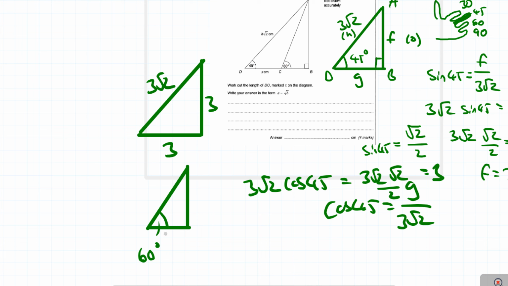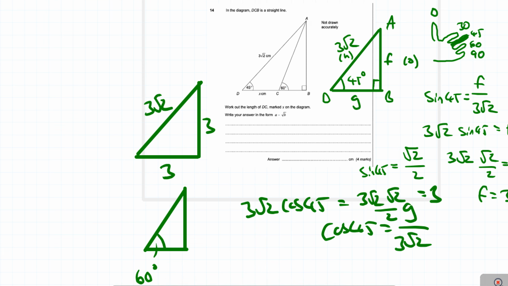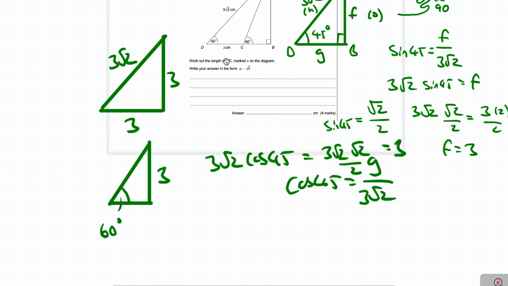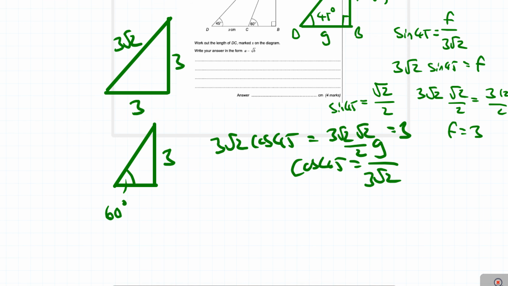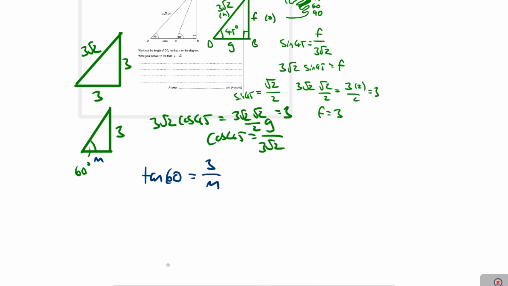And then we have, so we don't know what CB is, but we do know that the length of this side, F, is equal to 3. So here we want to find the length of DC, so we should find what CB is first. So let's call this one M. To find M, tan 60 is equal to 3 over M. And then we rearrange, so M equals 3 divided by tan 60.